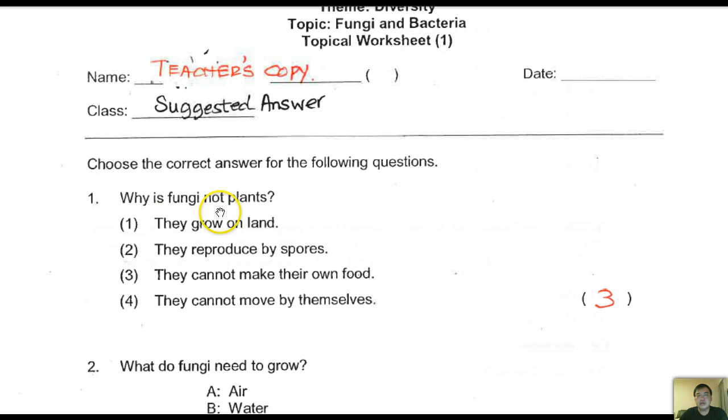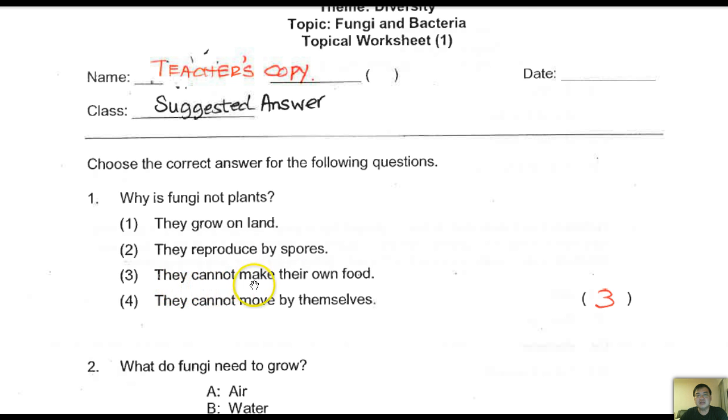Right, choose the correct answer for the following questions. Why is fungi not plants? Now, obviously, they are not plants because there are some distinct differences. If they both grow on land, plants do grow on land, so you cannot say there's no difference on that. They reproduce by spores? Yes, some non-flowering plants reproduce by spores, some by seed, and most of them, being flowering plants, reproduce through seeds and fruits. So both reproducing by spores is not totally distinctive. You can't tell that.